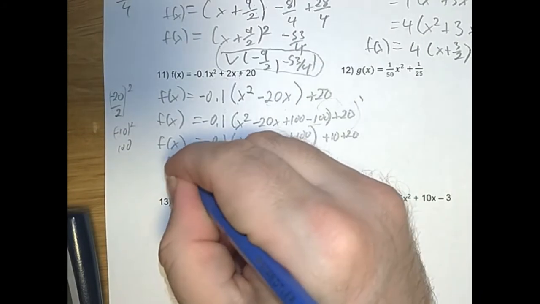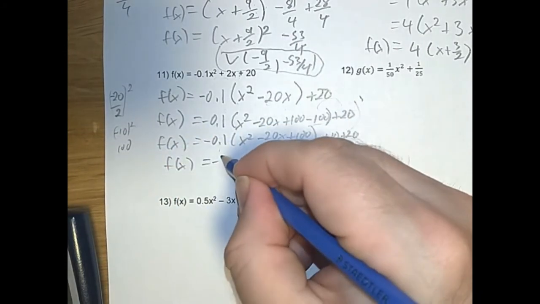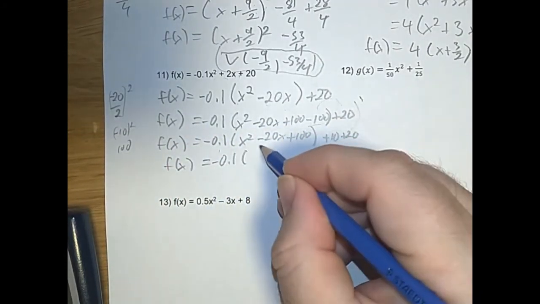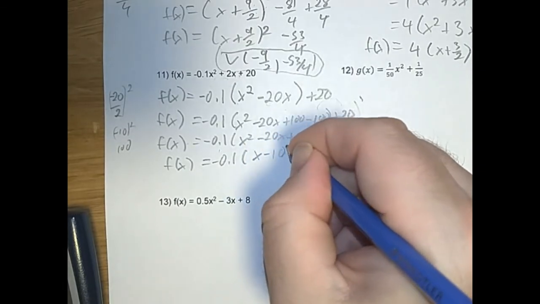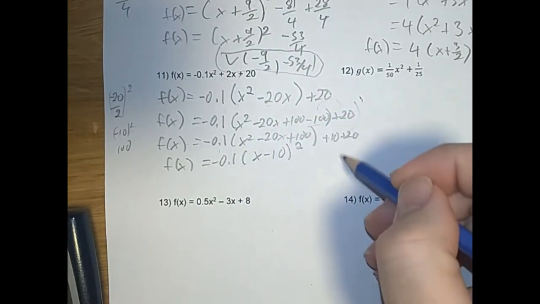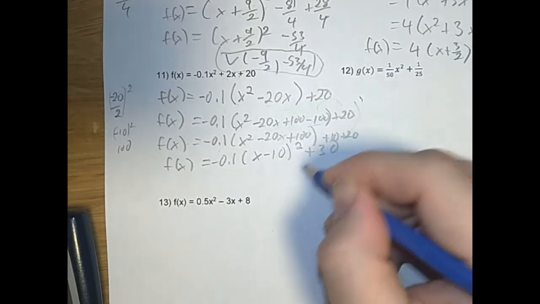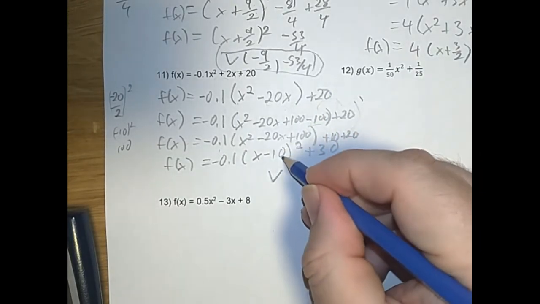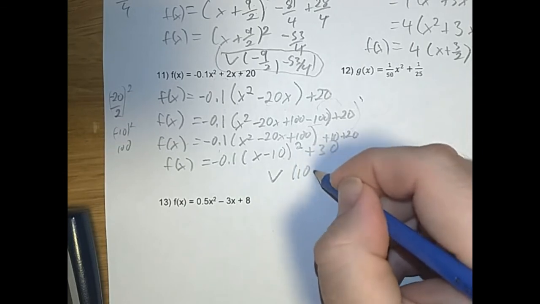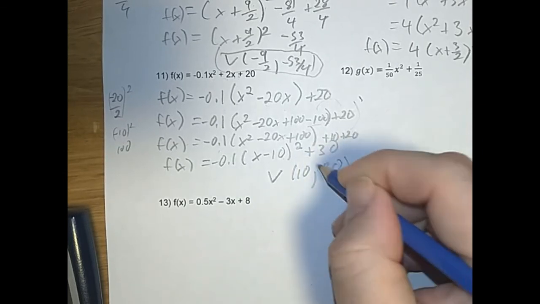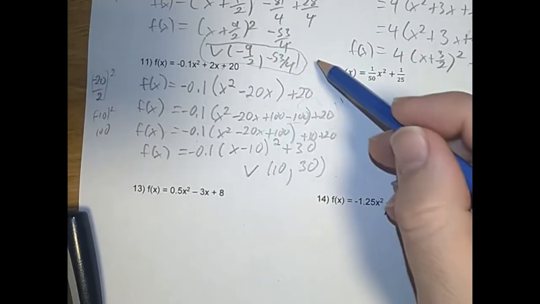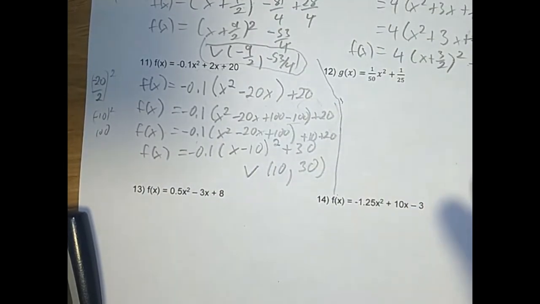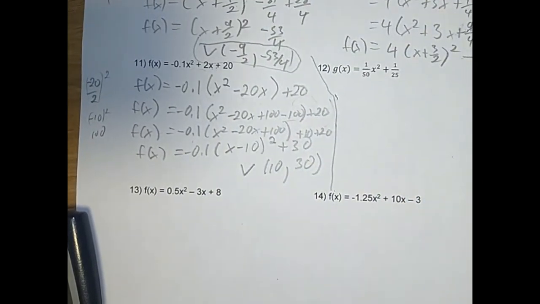So on the next line, negative 0.1, this perfect square. You take half of that or the square root of that. X minus 10 squared here plus 30. My vertex, opposite sign, same sign. There's that question. Tricky. Actually, I kind of like those decimals.